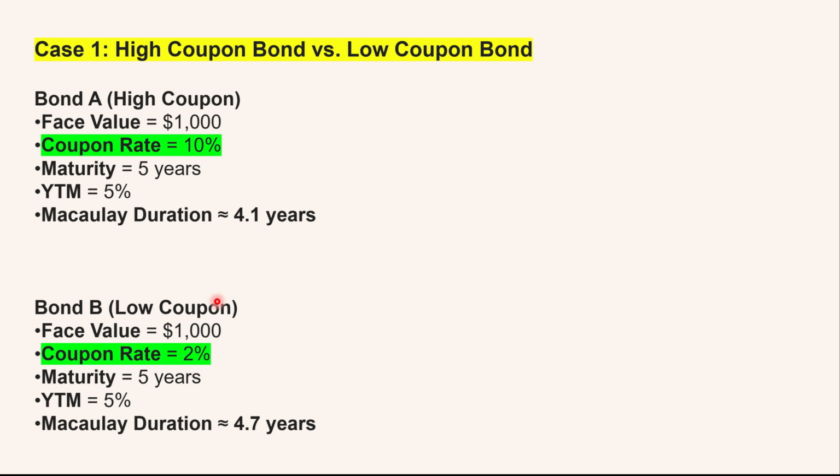So higher coupon payments in bond A reduce its duration because more cash is received earlier. So lower coupon payments in bond B place more weight on the final principal you're going to receive, increasing its duration compared to bond A. Okay, so the higher the coupon, the lower the duration, or the lower the coupon, the higher the duration.